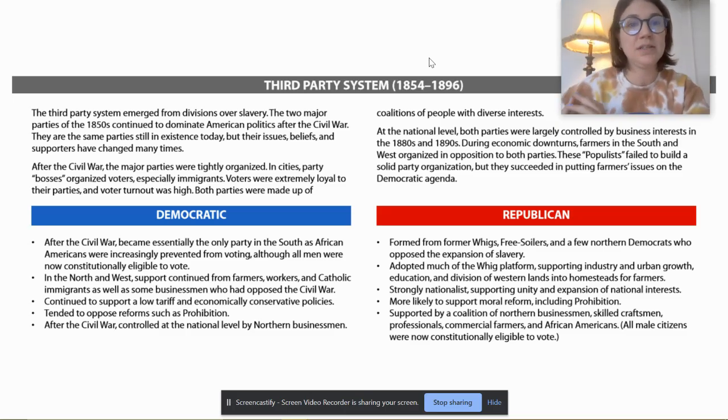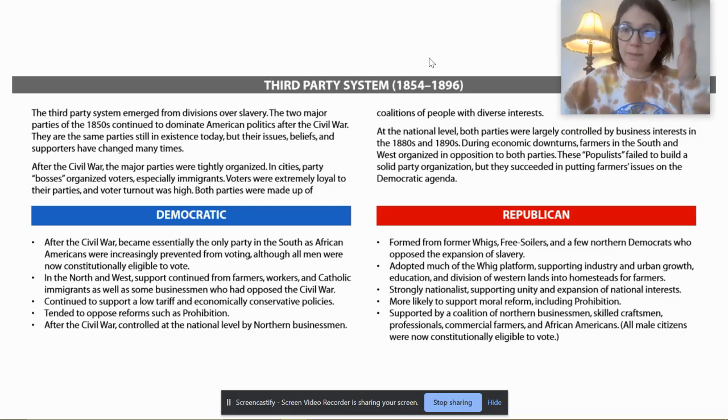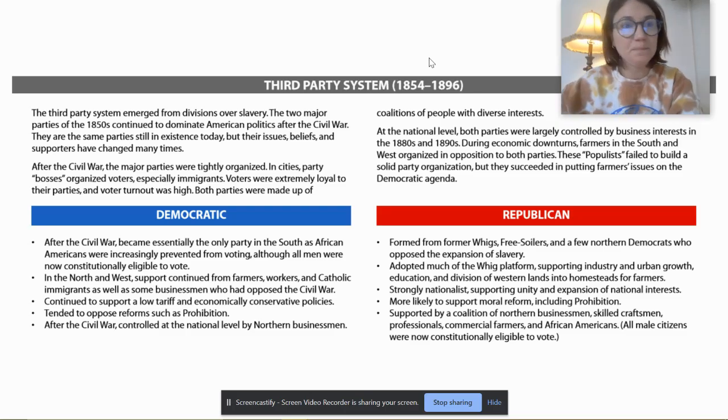This third party system emerged over divisions over slavery. These two major parties continued to dominate American politics. These are the same parties that still exist today, but their issues, beliefs, and supporters have changed many times. And that's where we're looking at the different party systems.